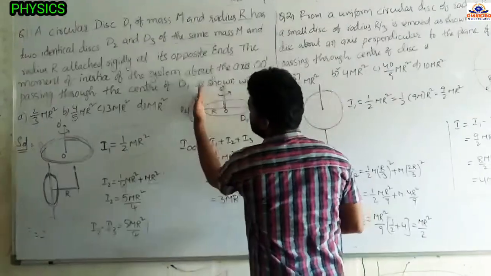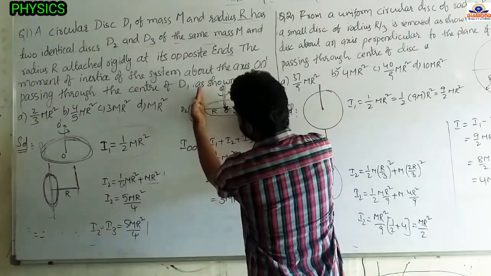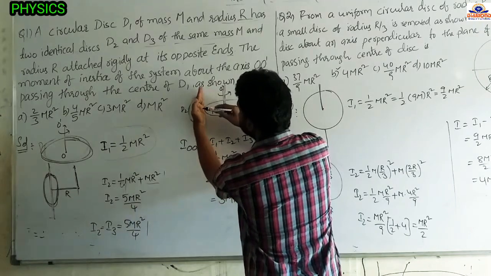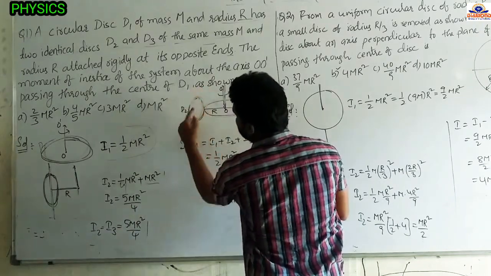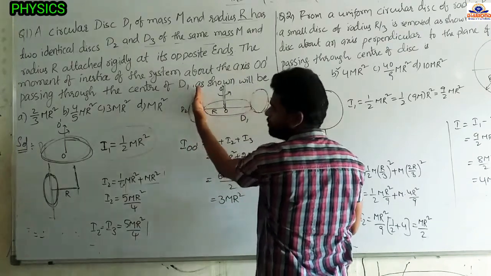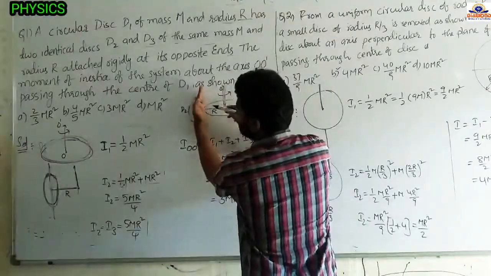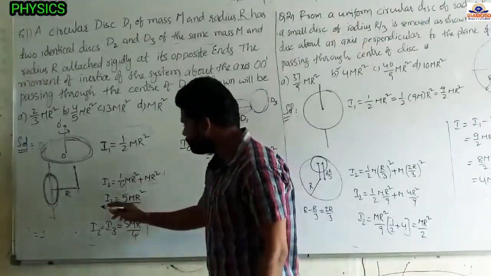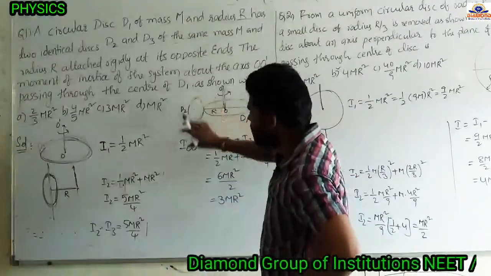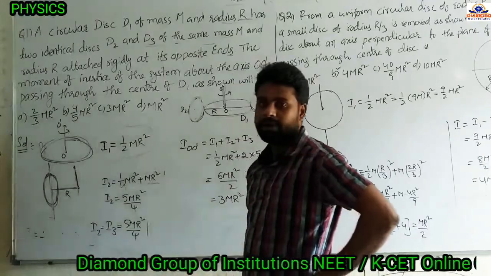See, this is the disc which is attached to the D1 disc. From here to here the distance is r. Don't consider here to here, this is attached like this shape. 3D is not possible here. So the distance is r, giving mr square. From this, the moment of inertia we got is 5 mr square by 4. So the second disc's moment of inertia is 5 mr square by 4.